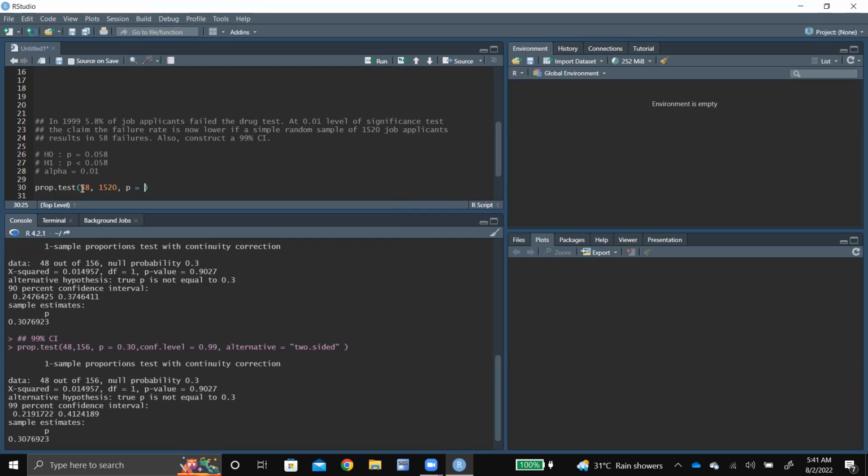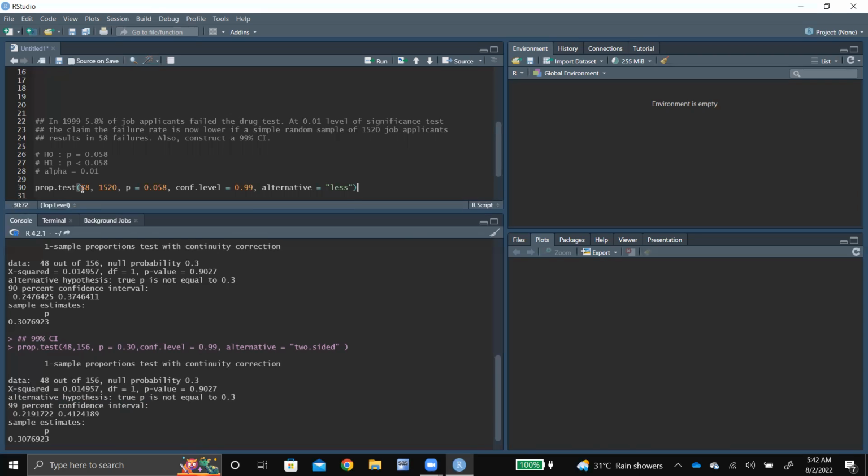We are testing against a p of 0.058, and we want a confidence level of 99% because we want to construct a 99% confidence interval. So confidence level equal to 0.99, and we have the alternative hypothesis. The alternative hypothesis over here is less than, so we can write alternative equal to less. Remember, whenever you're writing less, greater, or two.sided, you should always place that under quotation marks.